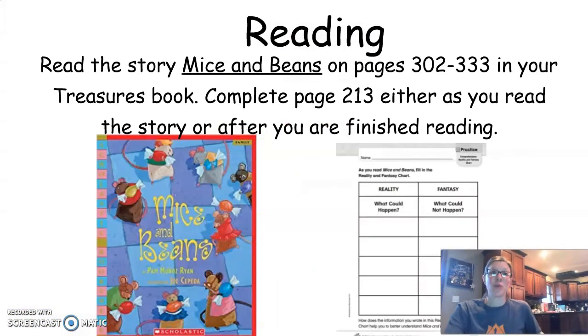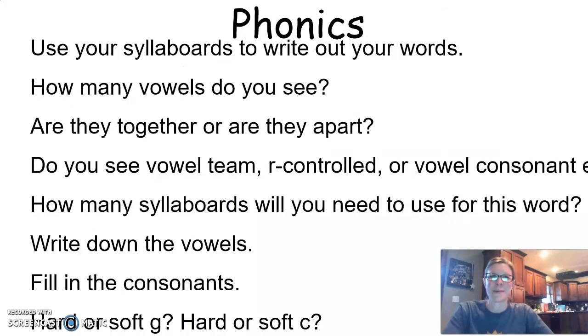All right. Reading. Today you're going to read the story Mice and Beans on pages 302 through 333 in your Treasures book. Complete page 213 either as you read the story or after you're finished reading. So you're basically going to take a look today what in the story could actually happen, reality, versus what in the story could not actually happen. You're going to look a lot at the pictures. Pay attention to the pictures today as you read. It's a really great story, so enjoy.